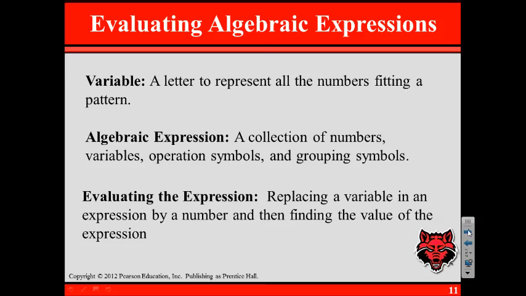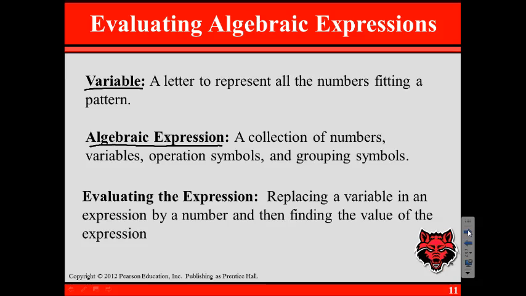The last part of this section will discuss evaluating algebraic expressions. And to evaluate algebraic expressions, let's define three more terms. First, we have variable. Now, a variable is a letter that represents all numbers that fit a pattern. Basically, you can think of it as an empty box in which numbers are plugged into. It's not a set value all of the time. An algebraic expression is a collection of numbers, variables, operation symbols, and grouping symbols.